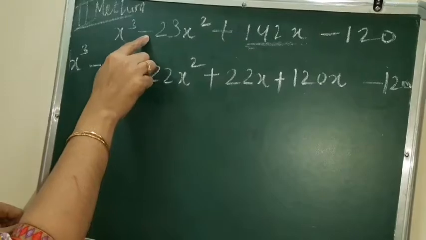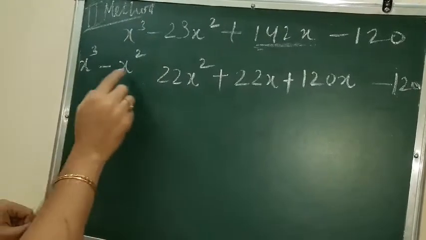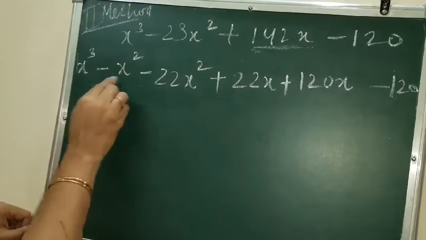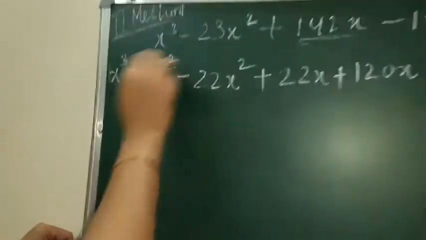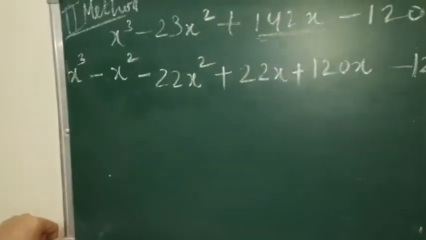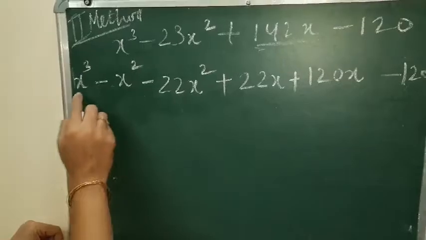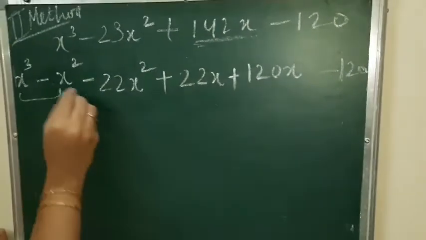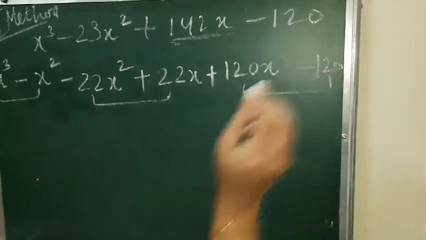Now I had minus 23. So what I have to put the signs? Minus x square and minus 22x square. Then only I will be getting minus 23x square. Now I split the middle term. Common from first two, middle two and the last two.